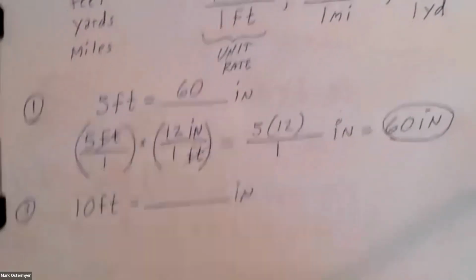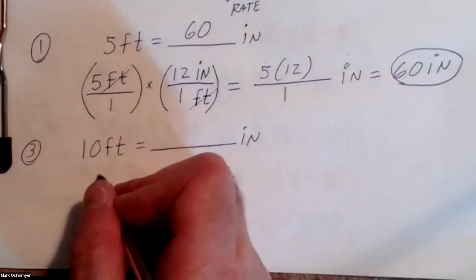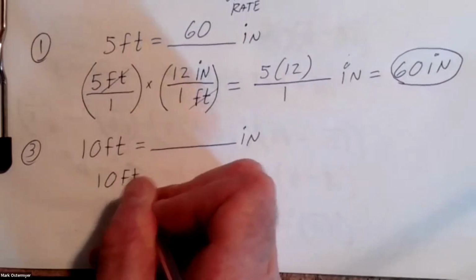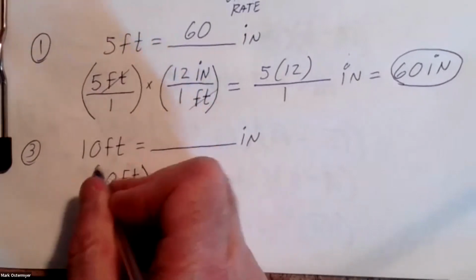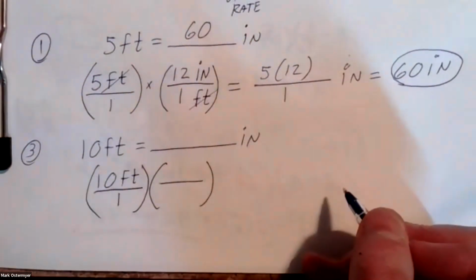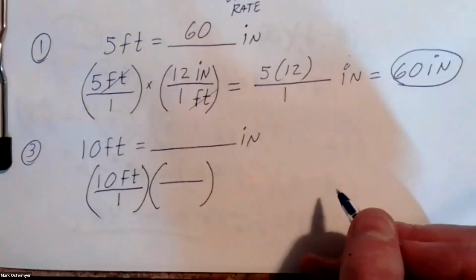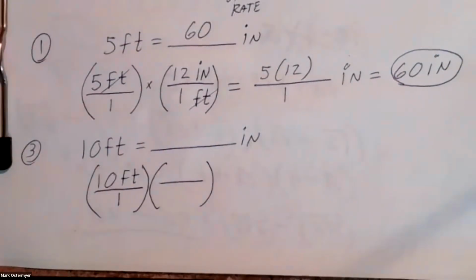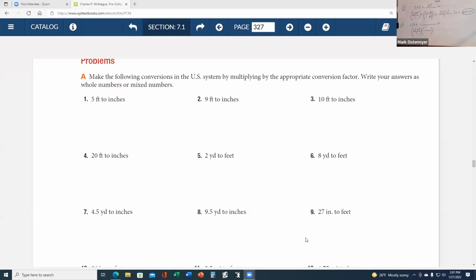So how are we going to accomplish that? Well, I'm going to put down the 10 feet on my paper and put that over 1. And then I'm going to have to multiply this, ladies and gentlemen, by what conversion factor? I want to get rid of what? Feet. Wait a minute, do I have that right? It was 10 feet to inches. Okay, I'm good.